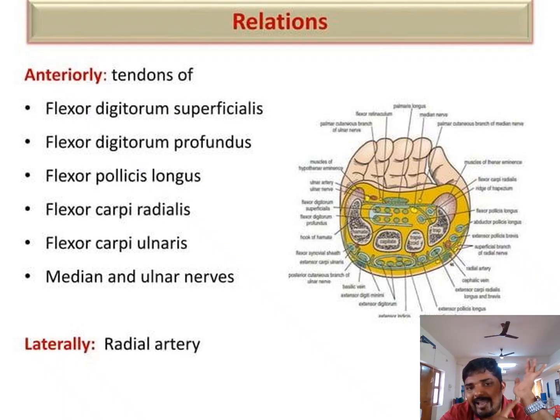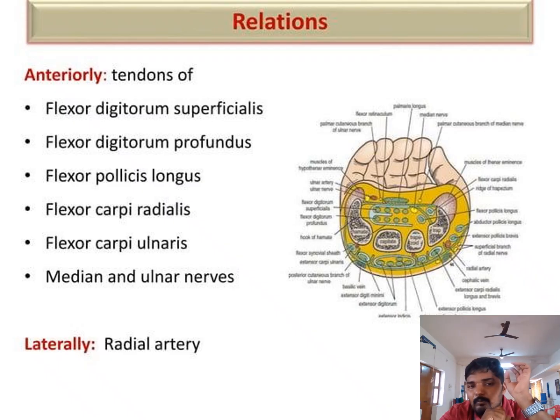First, anteriorly present is the flexor digitorum superficialis. This muscle mainly helps in the finger flexion movement. Then the flexor digitorum profundus. This muscle lies in the deeper layer, while the superficialis is the superficial one. This also helps in the finger flexion movement.